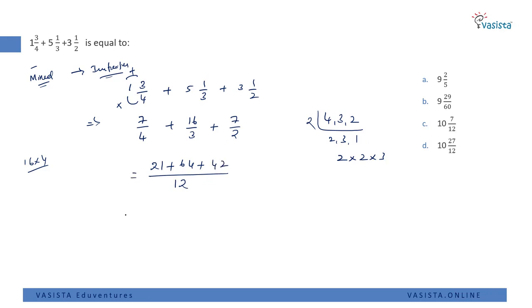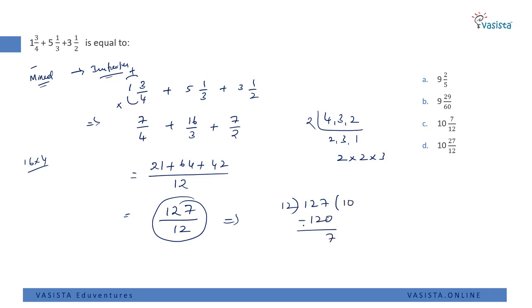Now add it here, right? 2 plus 4 is 6, 6 plus 1 is 7, 6 plus 4 is 10, 10 plus 2 is 12, so 127/12, right? Now convert this into a mixed fraction, right? 127 by 12, 12 tens are 120, so 7 is the remainder.